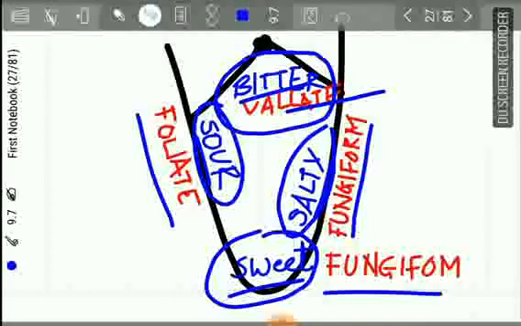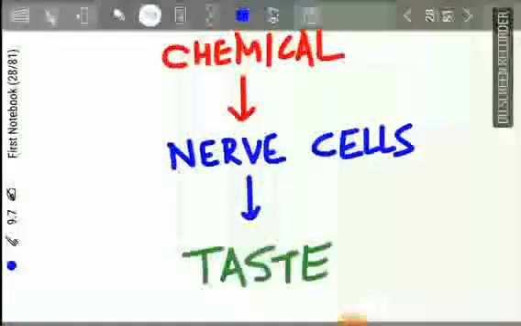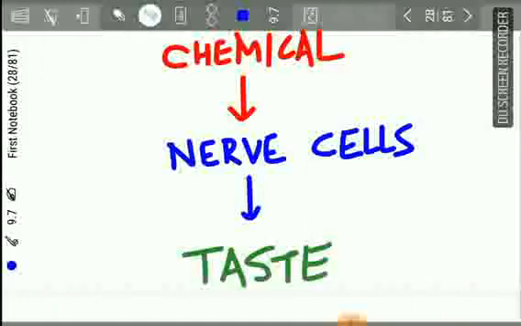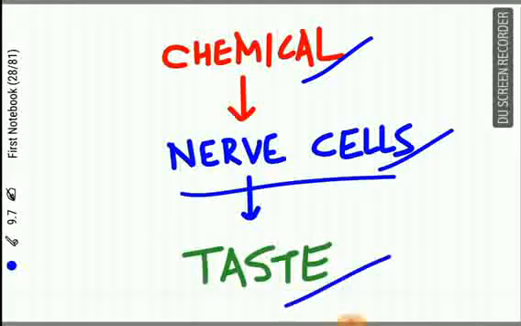So the sweet taste is appreciated by fungiform papillae at the tip of tongue, the salty taste by the fungiform papillae on the lateral border of tongue, the bitter taste by the vallate papillae, and the sour taste by the foliate papillae. Another theory says that the taste sensation cannot be broken down into sweet, sour, bitter, or salty, but when a chemical substance comes in contact with the nerve cells of the taste bud, the nerve cell is triggered and taste is initiated.